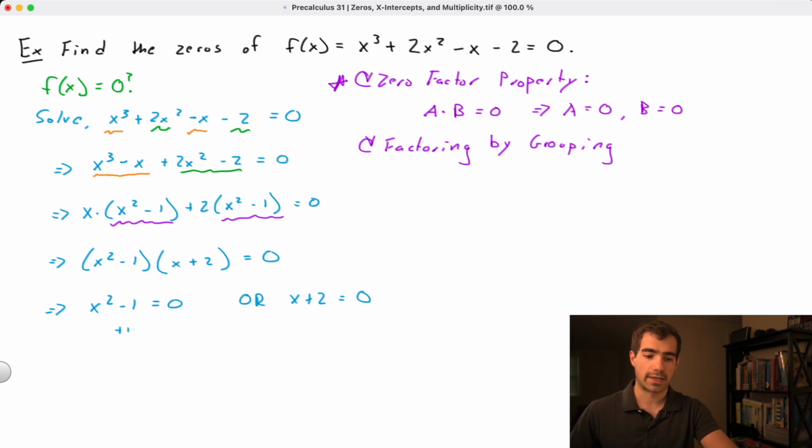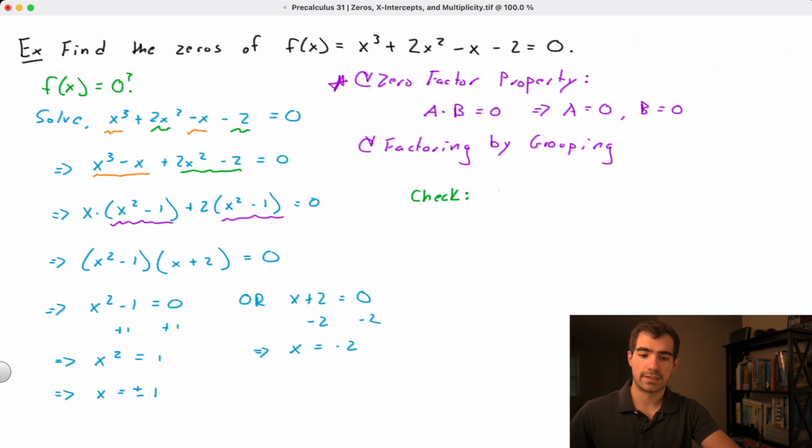For instance, here we might add 1 to both sides, giving us x squared is equal to 1, and then taking the square root of both sides, we know that x is equal to plus or minus 1. And then on our other hand, we subtract 2 from both sides, giving us x is equal to negative 2. And so this gives us now 3 solutions, or 3 zeros. And we can check any of these answers by plugging them back into our original equation and confirming that this will in fact give us a result of 0.